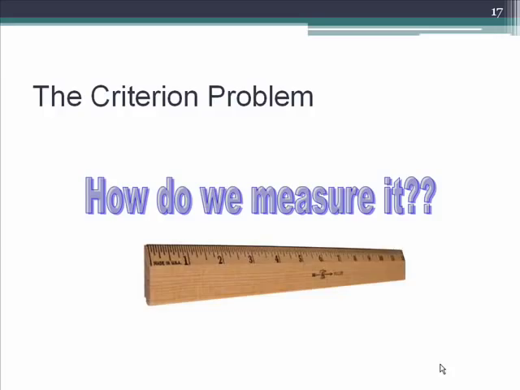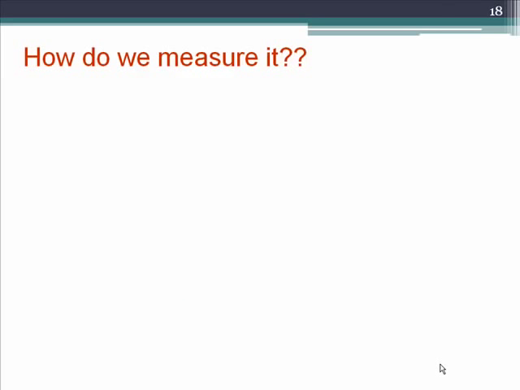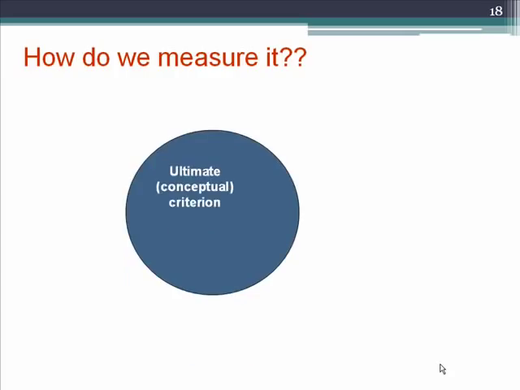But how do we measure performance? We've talked about criteria and how to define it. We've discussed the most popular criterion of work performance in IO psychology by presenting Campbell's model, but now we need to figure out how to measure it. To understand how we measure performance, we need to understand some different terms.